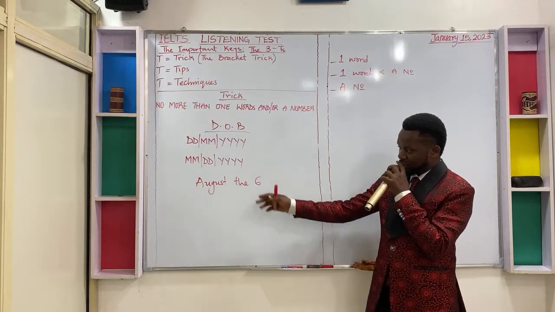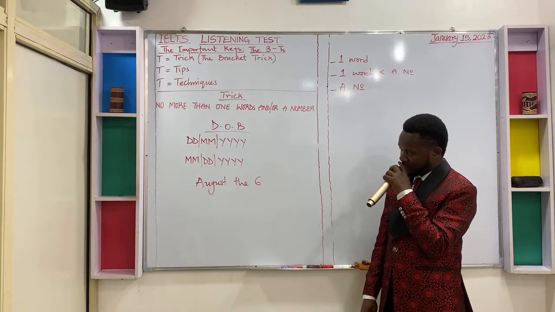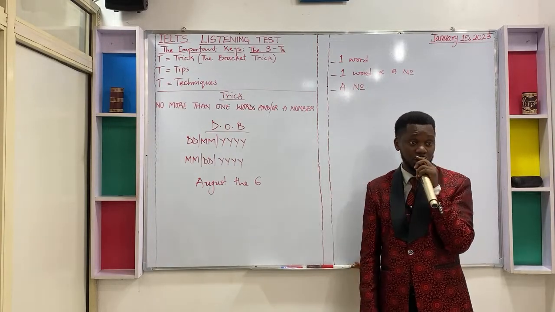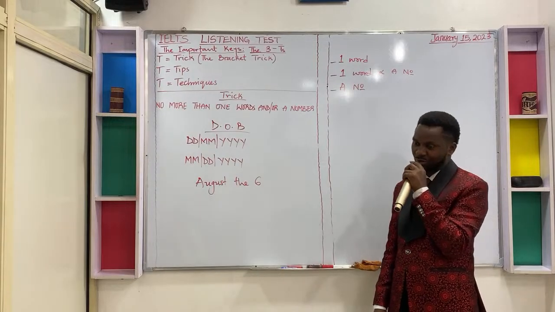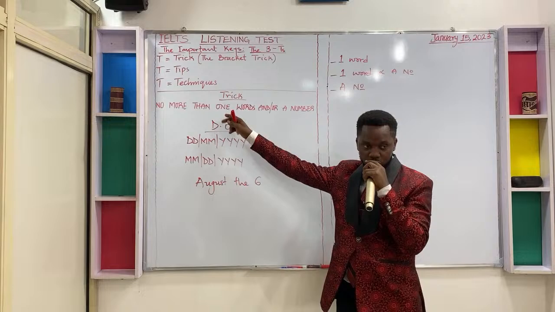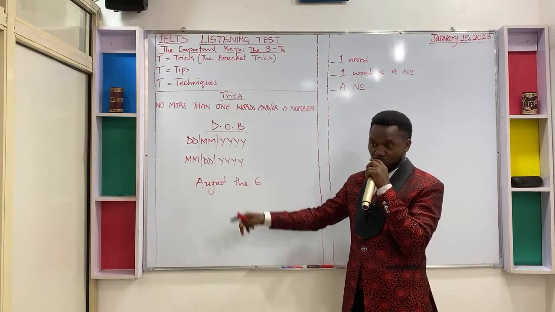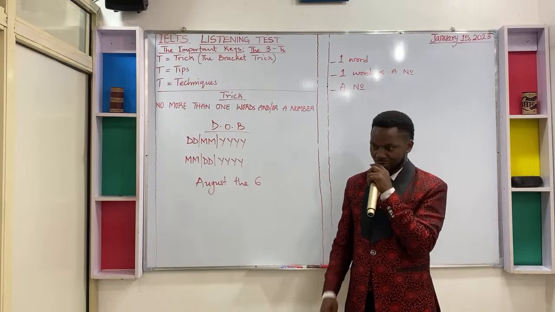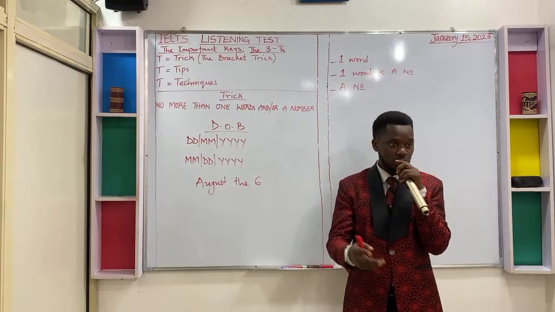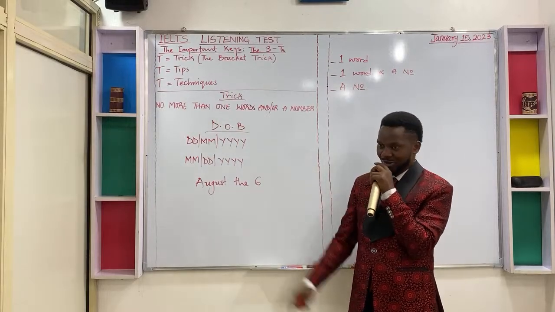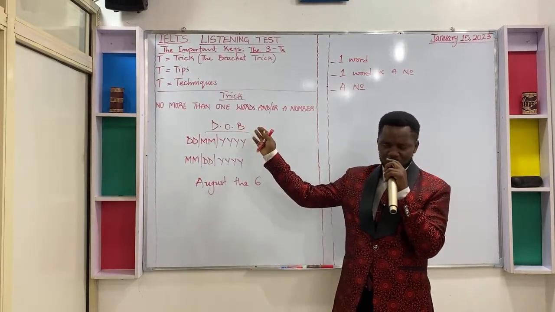If the audio has just given us the date of birth to be August the 6th, if you write this as your answer, automatically you're going to be wrong. Very wrong. The reason is simple. Instruction says no more than one word. How many words do we have here? We have 2 words and a number. So this has gone against the instruction.